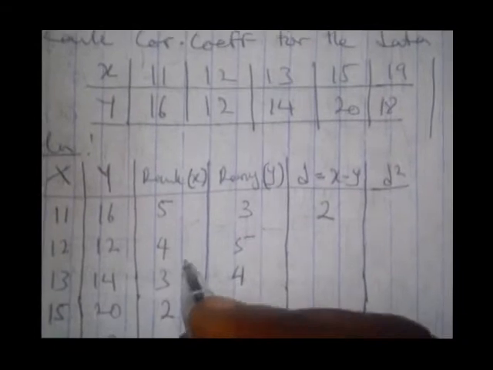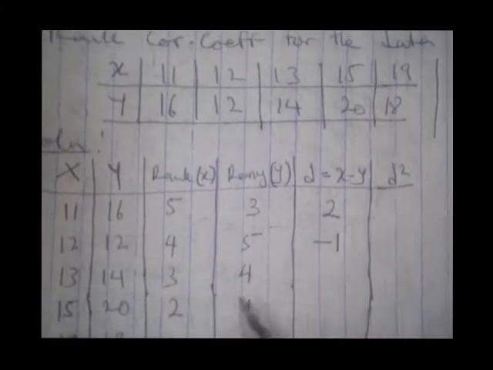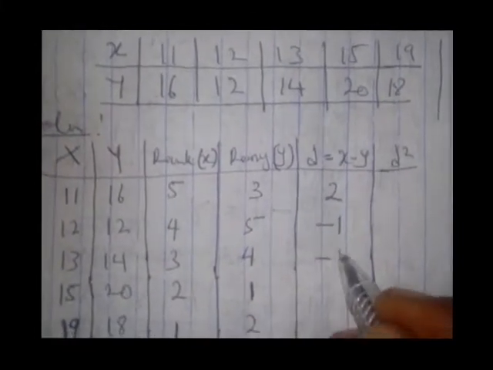So we'll now look for the value of D. 5 minus 3 gives us 2. 4 minus 5 gives me minus 1. 3 minus 4 gives me minus 1. 2 minus 1 gives me 1. 1 minus 2 gives me minus 1.